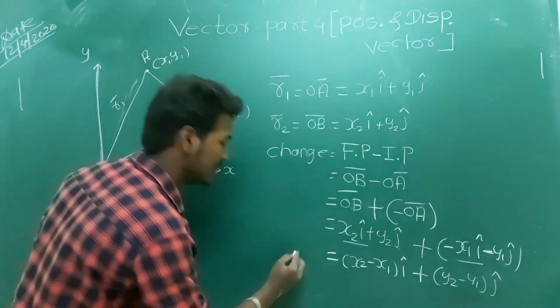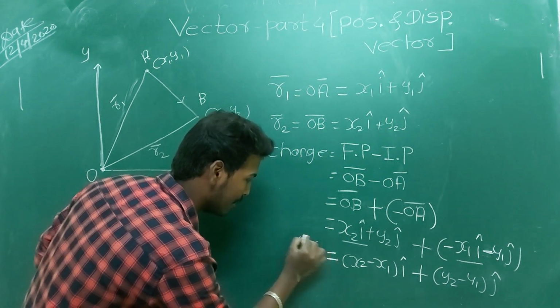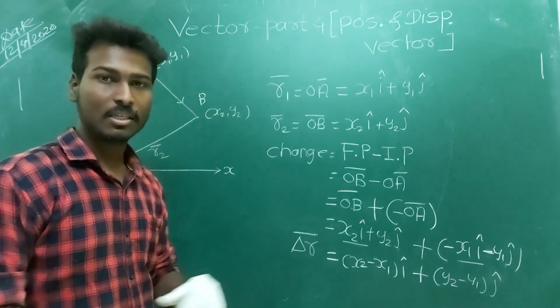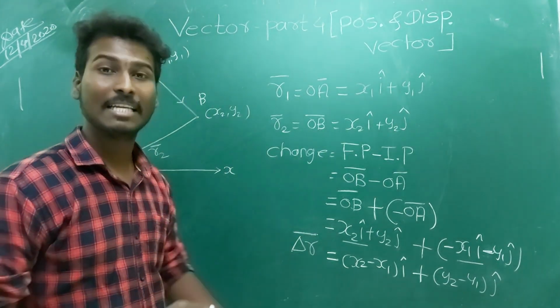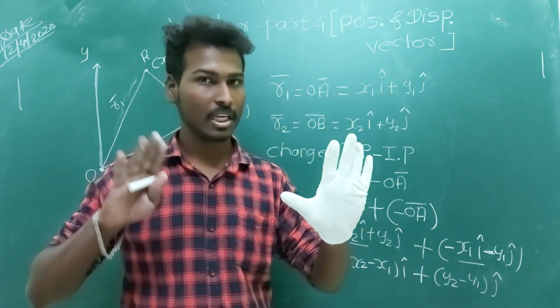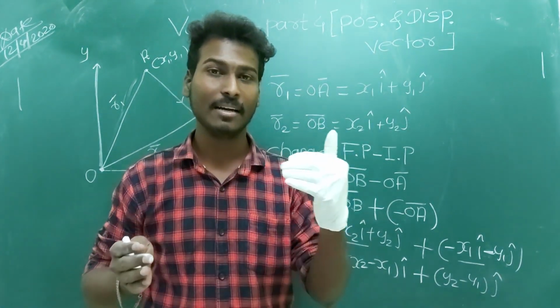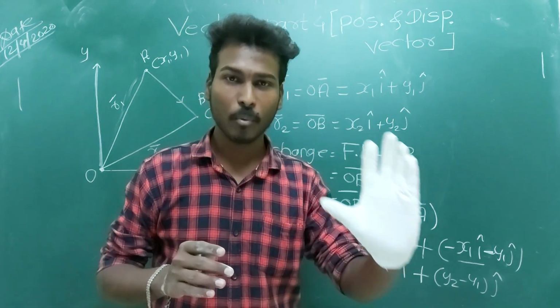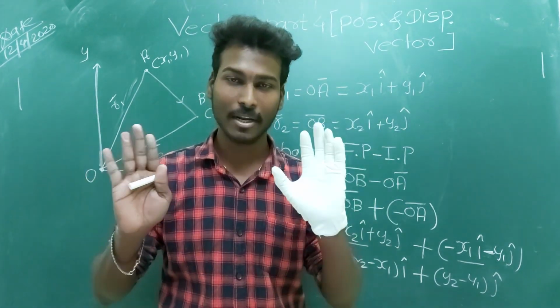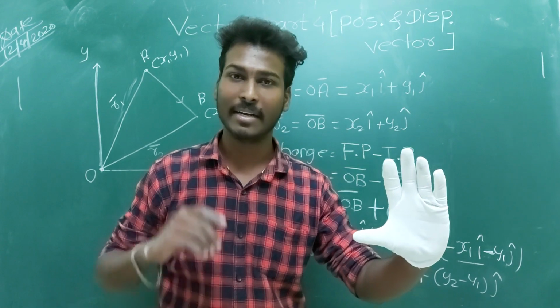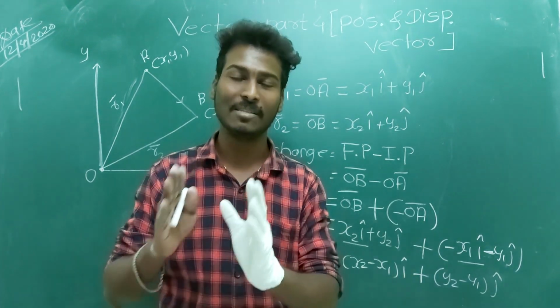ये अपना चेंज रहेगा, जो कि डेल आर बार बोल सकते हैं. चेंज, ओके, which is nothing but displacement vector. Change is nothing but displacement. If the change is in a position vector, then it is a displacement vector. अगर पोजीशन में चेंज हो रहा है तो उसे बोलेंगे डिस्प्लेसमेंट. पोजीशन वेक्टर में चेंज हो रहा है तो उसे बोलेंगे डिस्प्लेसमेंट वेक्टर.